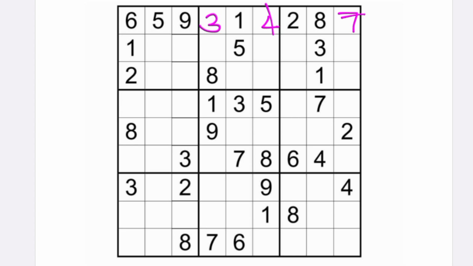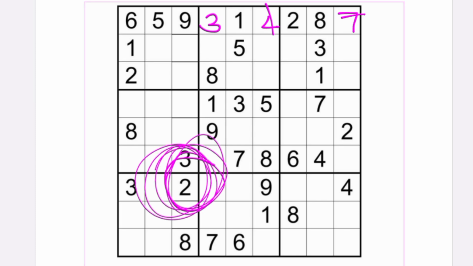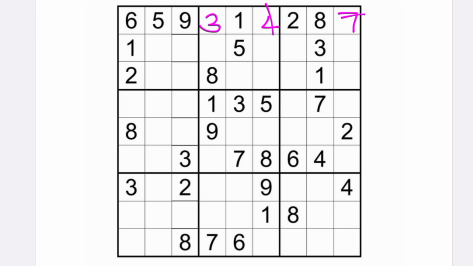So let's do the row by row technique, the easiest way to solve the Sudoku puzzle. Here we saw that there's a number 2 here. As we can see, there's number 2 here, and also here.